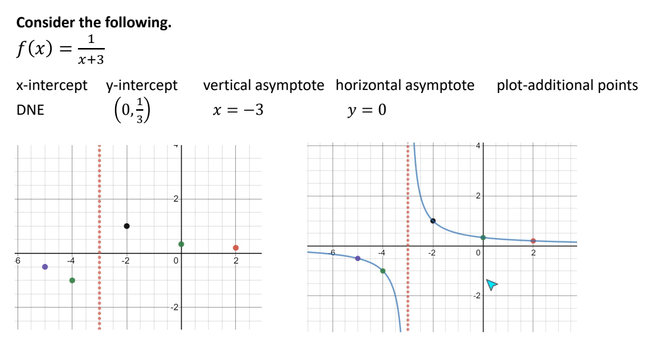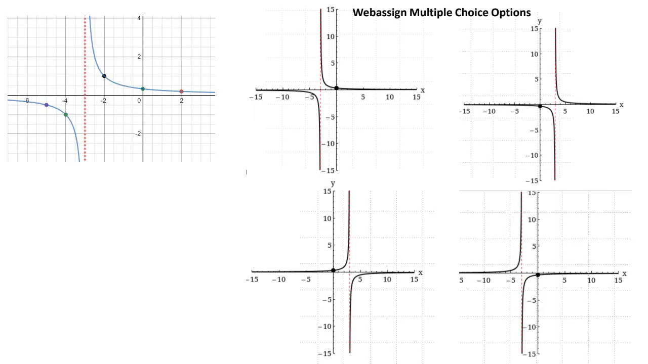Okay. So the graph is going to approach that vertical asymptote, and of course it's approaching the horizontal asymptote, which we didn't draw with the dotted line because it is the y-axis. So we don't have to put the dotted line for the horizontal asymptote. And in WebAssign, they give you choices, so you can just see which one matches your graph.